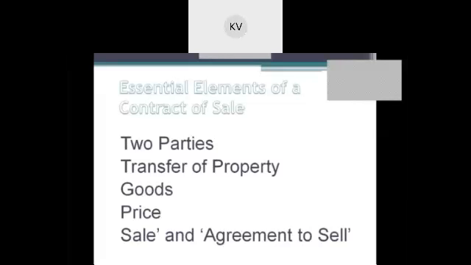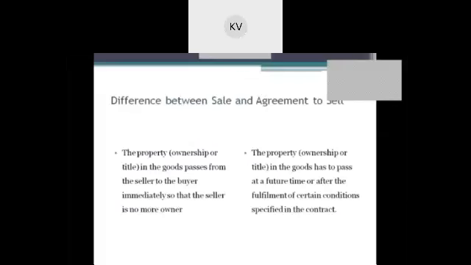And then sale and agreement to sell. The term contract of sale includes both sale and agreement to sell. If the property in goods is transferred immediately to the buyer, it is called a sale. Okay. On the other hand, if the transfer of the property takes place at a future date or on the fulfillment of a certain condition, it is called an agreement to sell. So you should understand, children, what is a sale and what is an agreement to sell. You should know the difference between them.